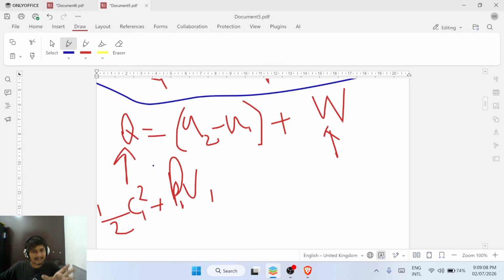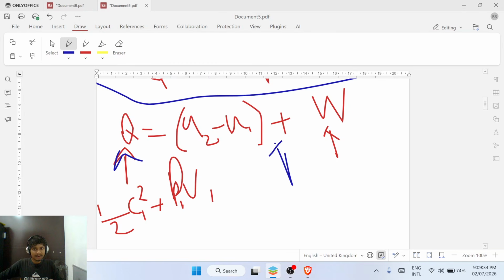Therefore, we have to add something from left to right. If we add the same thing on both sides, the final answer will not be changed. This is a trick. For the left side we get half c1 square plus p1 v1.